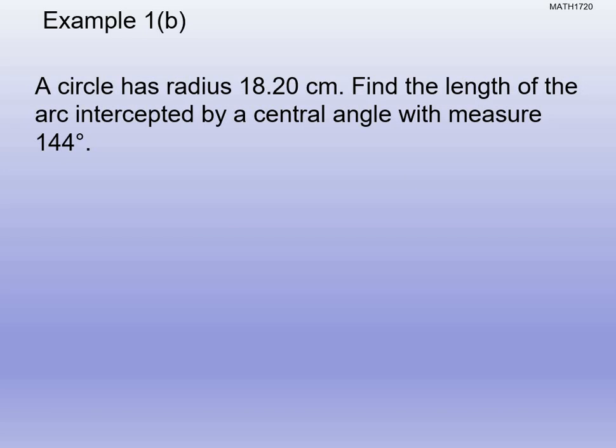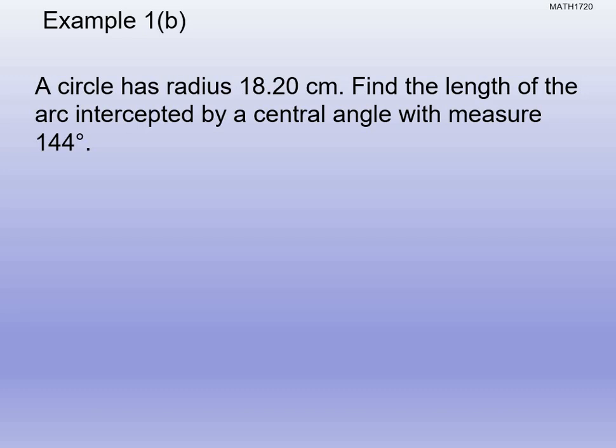Let's do another one now. We have a circle that has a radius of 18.2, so it's the same circle, right? But we want to find the length of the arc intercepted by a central angle with a measure of 144 degrees. If we remember from earlier that theta has to be in radians, our first step is to convert the 144 degrees to radians.